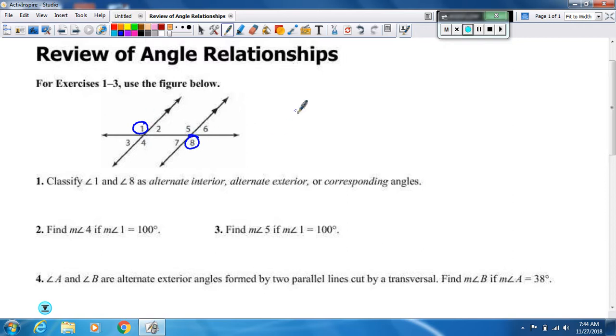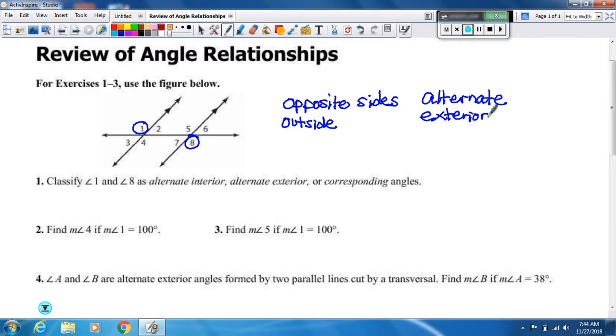they are on opposite sides of the transversal, and they are outside the two parallel lines. So opposite means alternate, and outside means exterior. So these are alternate exterior angles.